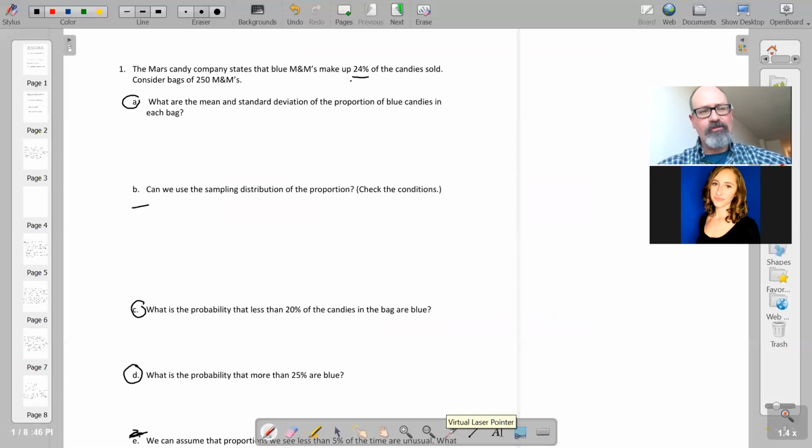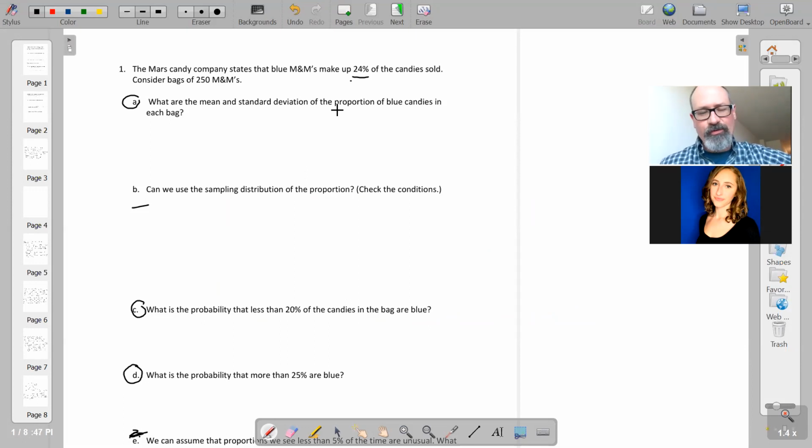Okay. So in this particular problem, you have the Mars Candy Company. They state that blue M&Ms make up about 24% of the candy sold. We're not really thinking about evaluating that claim. We're just taking it for granted that that's the case. So on something like A, what are the mean and the standard deviation of the proportion of blue candies in each bag?